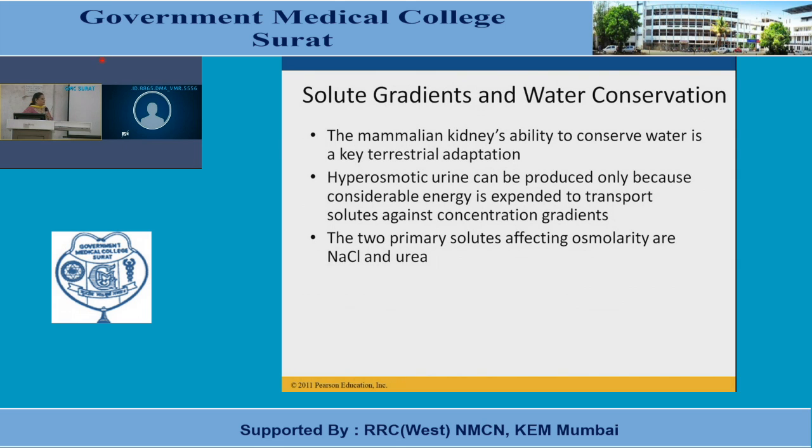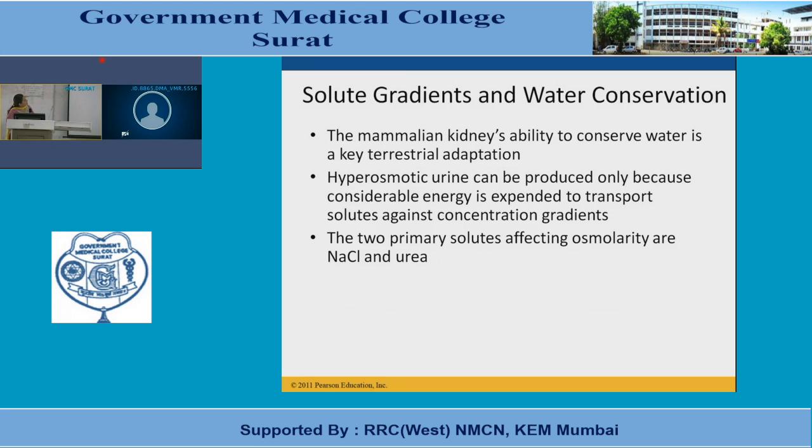In some animals, it is uric acid which is produced more in the urine. In some animals, urea is excreted, and in some animals, ammonia, the ammonotelic animals. So hypertonic, hyperosmotic urine can be produced only because considerable energy is expended for the transport mechanisms. The two primary solutes are NaCl and urea. So they are all important for the concentrating mechanisms in the kidney.